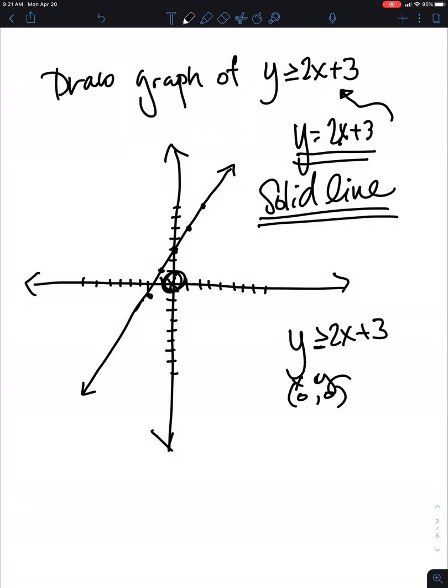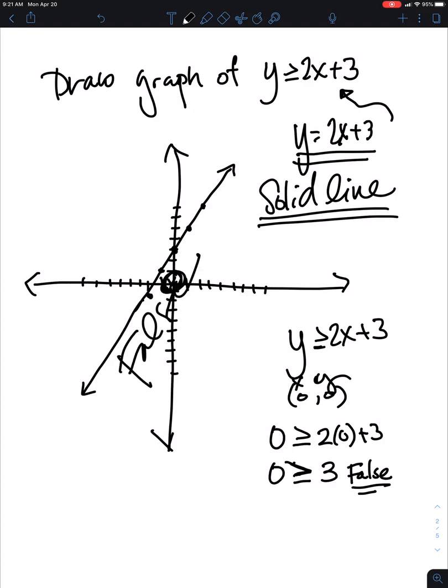This is my x, this is my y. So 0 greater than or equal to 2 times 0 plus 3. So if I do the math, is 0 greater than or equal to 3? The answer to that is no, so that is false. So you have to think about it as a team. 0, 0 is over here, so everybody on his team is false. So you never want to shade false. You don't want to give trophies to the losers. You want to give it to the winners. So we're going to shade the true side, which is over here.